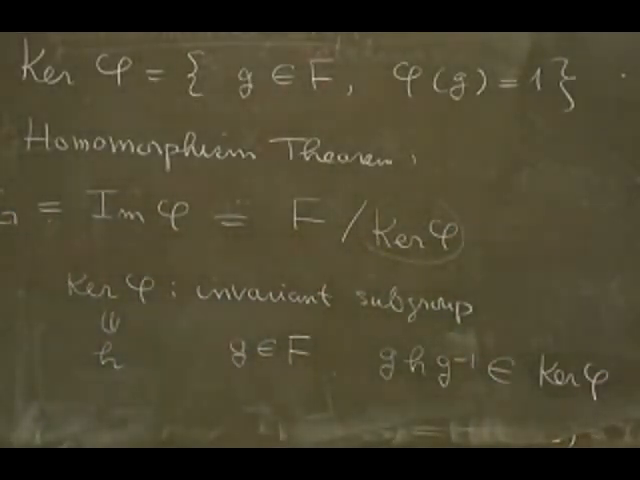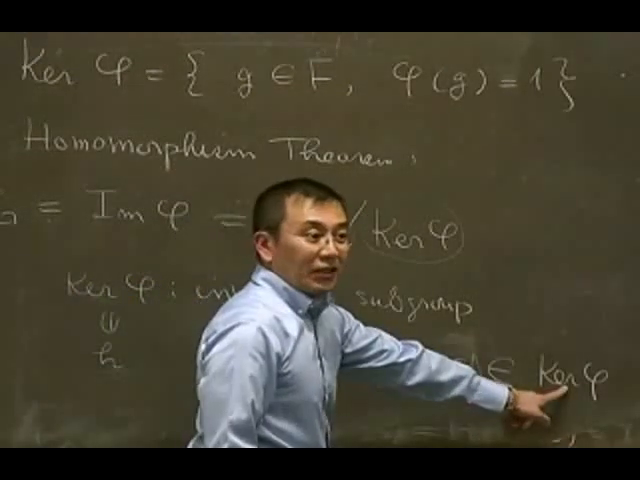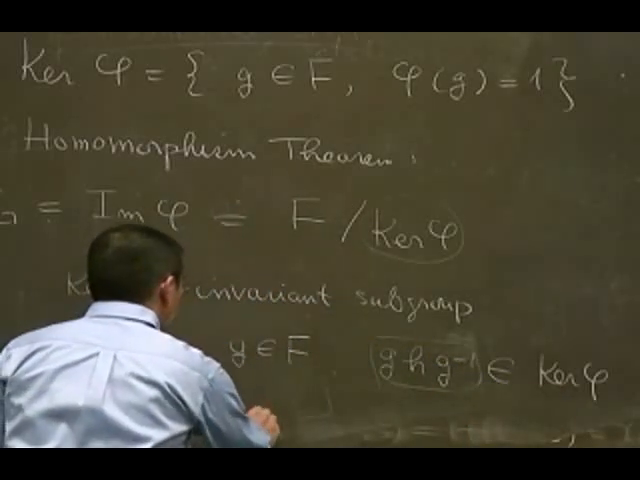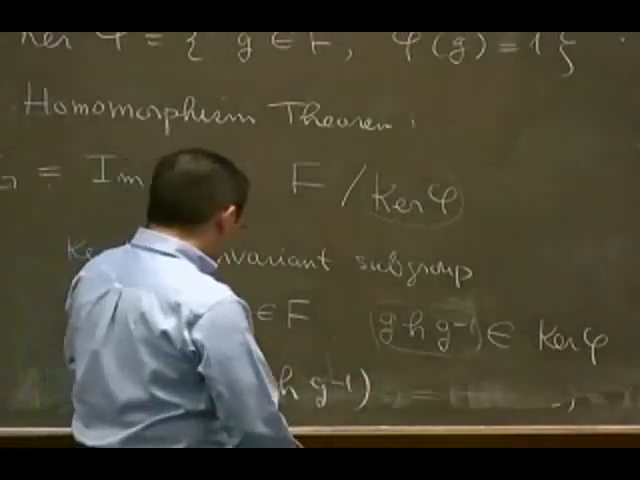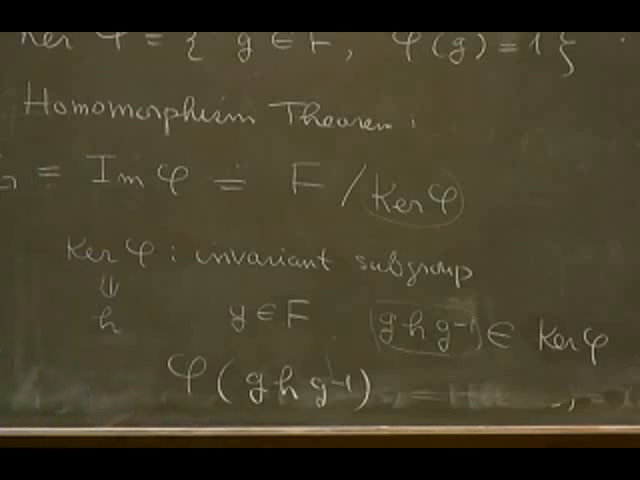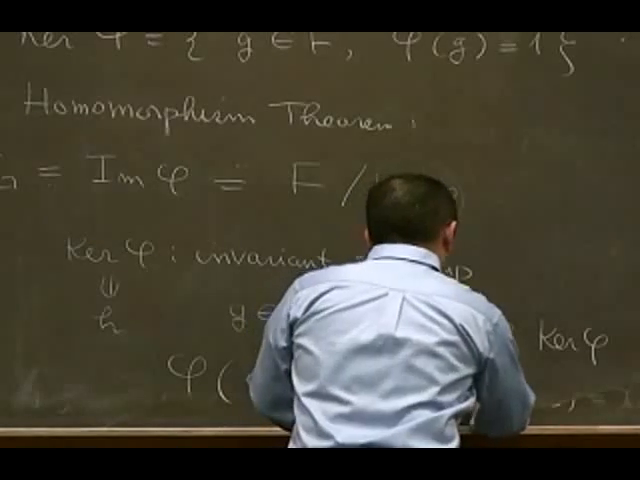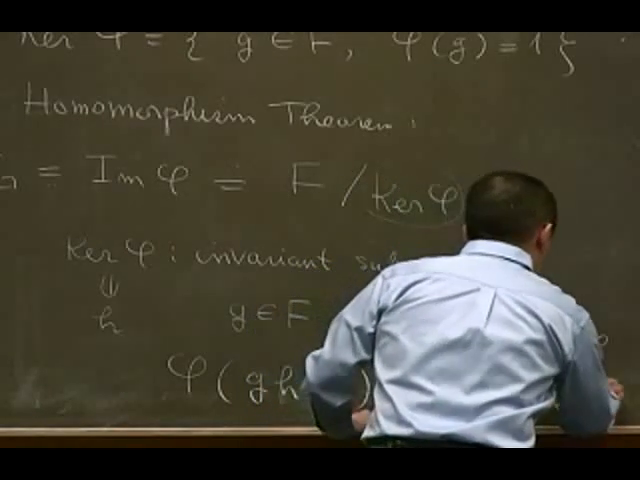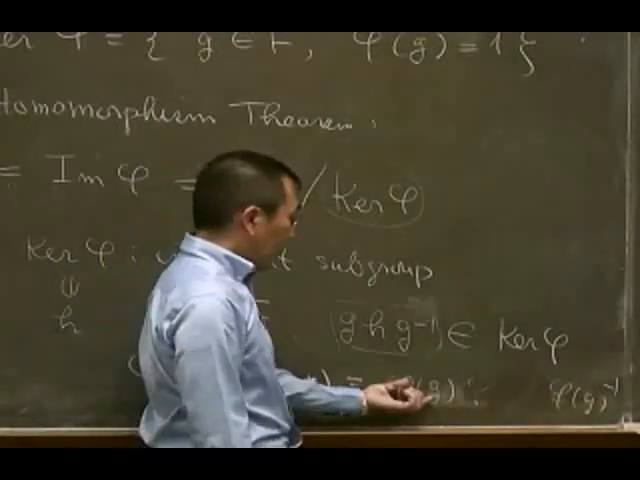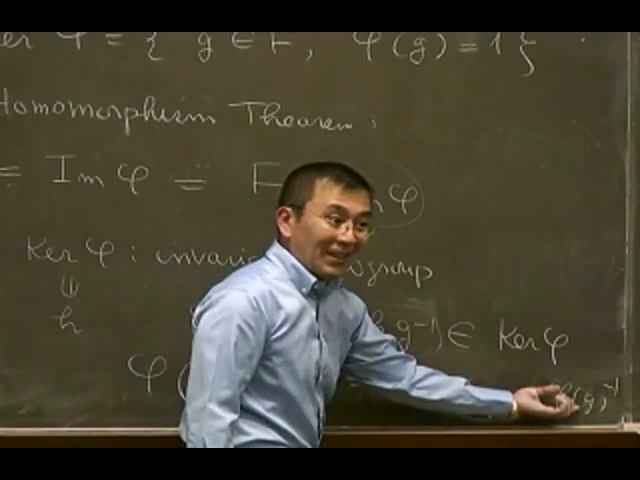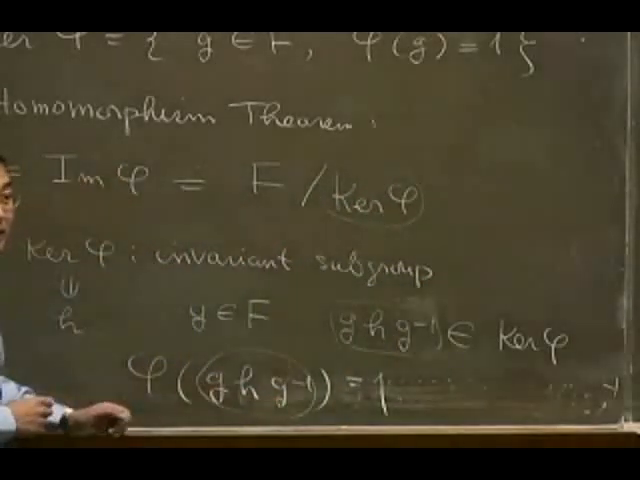It is easy to show why that is, because in order to show that this combination belongs to the kernel of phi, what you need to show is that this gets mapped to an identity. But if this is a homomorphism, that means that this gets mapped to phi of G, phi of H, phi of G inverse, but phi of H is mapped to identity. And then you have phi of G times phi of G inverse, which is an identity. So that means that this is an identity, so this belongs to the kernel, and that's what we wanted to show.